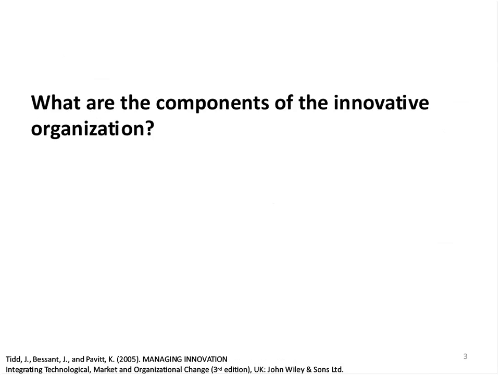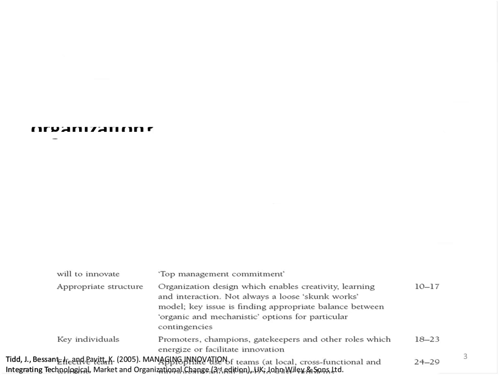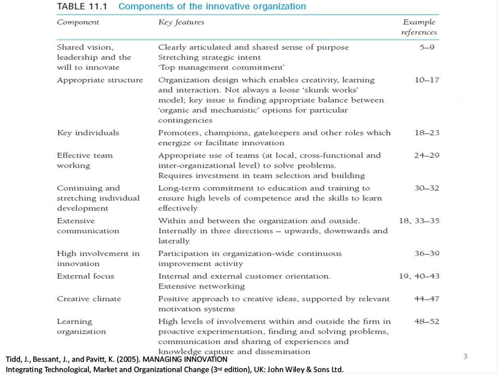So what are the components of an innovative organization? Here we have a list of components introduced by Tidd, Bessant, and Pavitt. The first is a shared vision, leadership, and the will to innovate. There should be an innovation vision. It's on the strategy level. And this vision should be a clearly articulated and shared sense of purpose, a stretching strategic intent. You should clearly mention what the strategy of the company is, what role innovation plays in that.